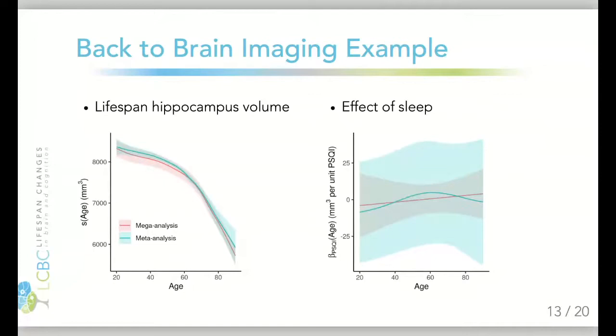As we see here, to the left, we see the lifespan hippocampus volume. The fits are quite similar. And also the effect of sleep on the hippocampus volume. This is kind of interesting: the effect of sleep is estimated to be zero, really closely around zero. Again, the estimates are very similar between the meta-analytic fit that we did with the metagam package and the mega-analysis fit.